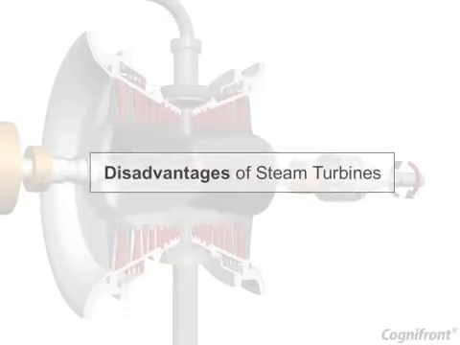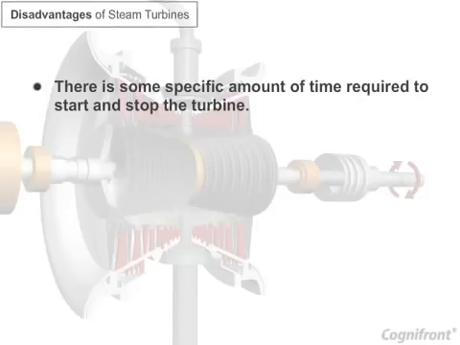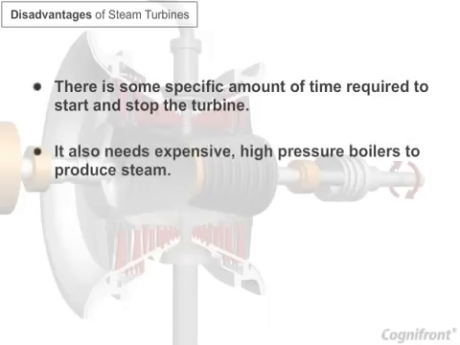However, steam turbines also have some disadvantages. There is some specific amount of time required to start and stop the turbine. It also needs expensive high pressure boilers to produce steam.